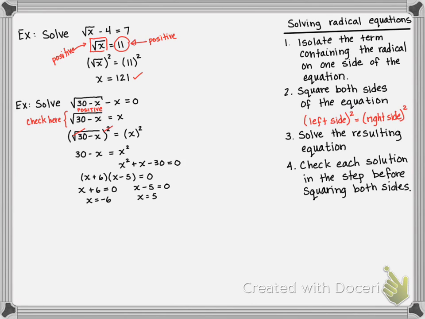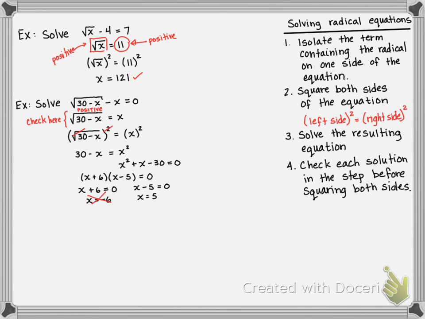If I put negative 6 in for x, will the right side be positive or negative? It will be negative. And a positive cannot be equal to a negative, right? So this is not a valid solution. I was excited because it was 30.